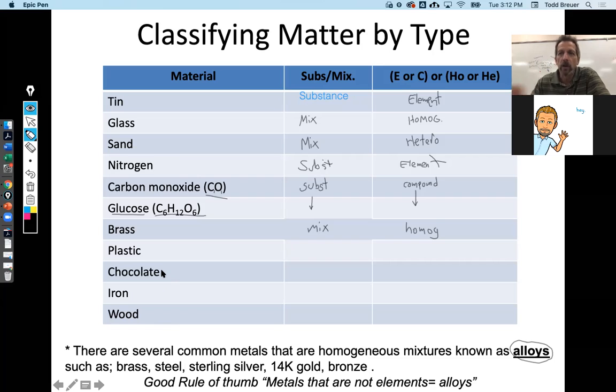Let's look at chocolate. Aren't there different kinds of chocolate? There's white chocolate, dark chocolate, milk chocolate. That means there's no exact composition, no chemical formula for chocolate like there is for glucose or carbon monoxide, guaranteed to be a mixture. You also knew that chocolate wasn't on the periodic table, right? You didn't need me to tell you that. So usually when they make chocolate, they like to uniformly mix the particles together so that one bite tastes exactly like the next. So we would call that homogeneous mixed.